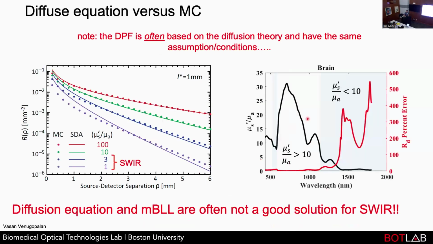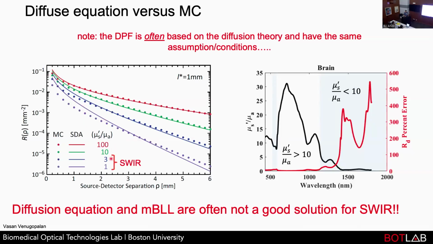So here's one of your figures, Vasan. So in this figure, source detector separation versus diffuse reflectance. Monte Carlo is shown in dots. Standard diffusion approximations shown in solid line. And then we're parsing this out with different mu S prime over mu A ratios. So you can see when this ratio is high, 110, red and green, they don't diverge from each other as badly, but there's still divergence close to the source.